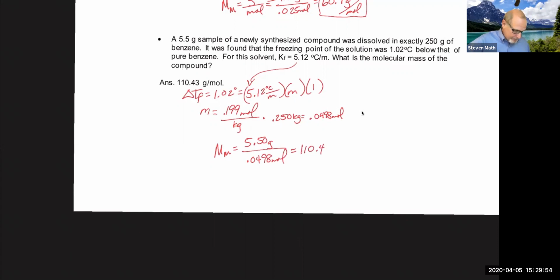grams per mole, just what I was supposed to get. So we're just using the change in the solution's freezing or boiling point, a colligative property calculation, and then finding out how many moles, dividing the mass given in the problem by the number of moles that we calculated.